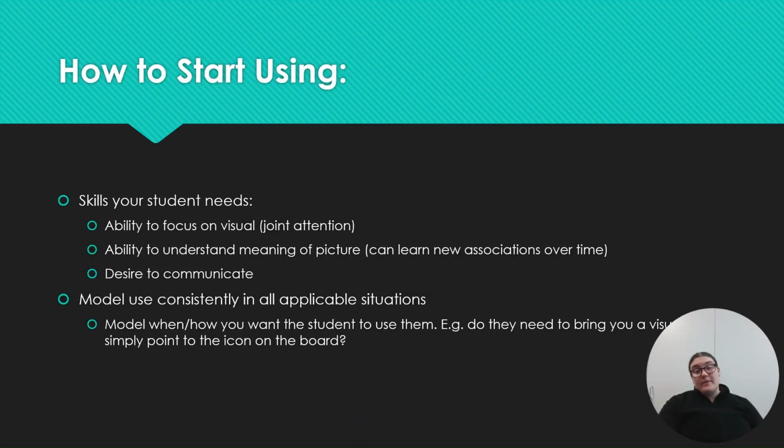How do we start using visual supports? Skills your students need and things we should be considering. Students need to be able to focus on a visual and have joint attention with you and the visual. This doesn't necessarily mean we need a student to be looking at the visual, but they need to be attending in some way. They need to be listening or taking information in, and often our students are taking more information in than it may appear on the outside based on their behaviours.